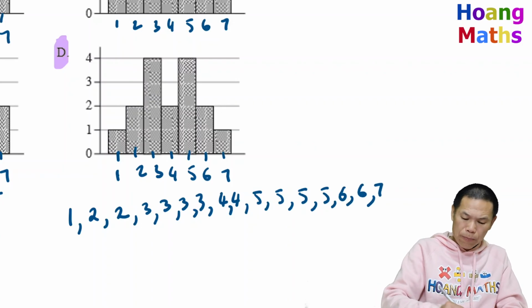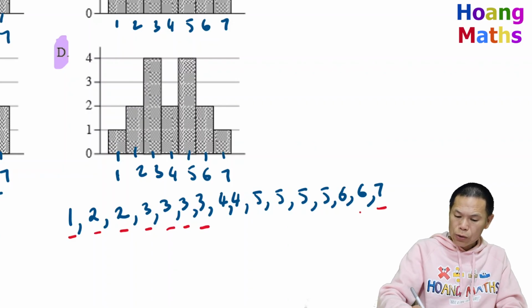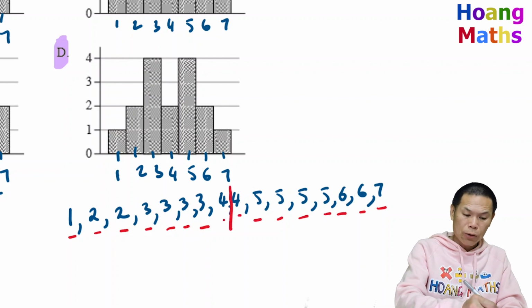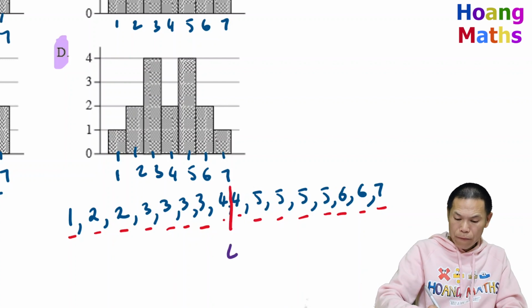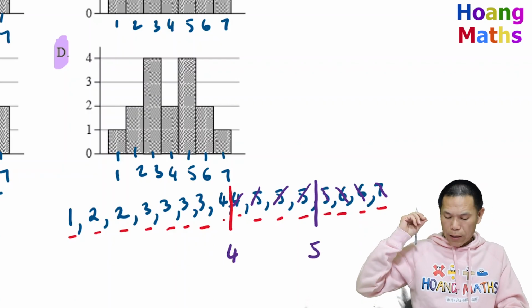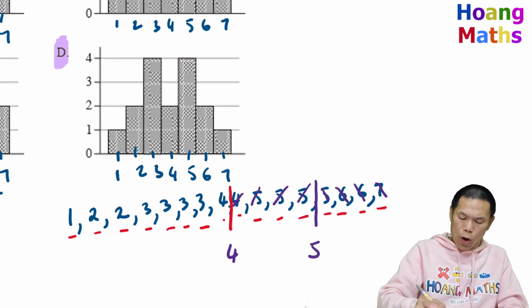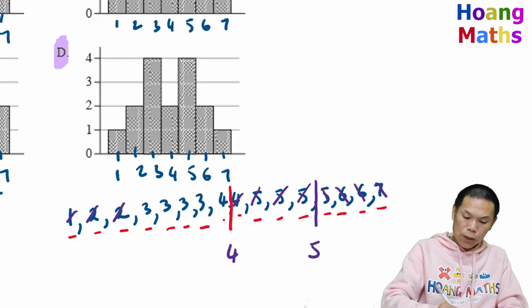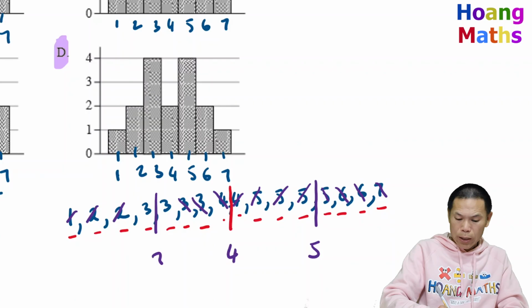Let's work out the median. 1, 2, 3, 4, 5, 6, 7, 8. So in between this, therefore the median is 4. 1, 2, 3, 4. 1, 2, 3, 4. This gives me 5. That is the upper quartile. Then the lower quartile, 1, 2, 3, 1, 2, 3. So halfway, this is 3.